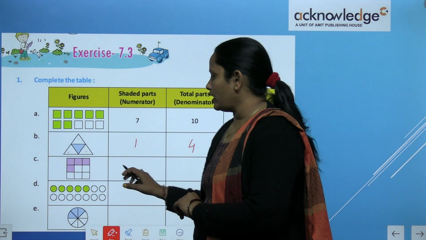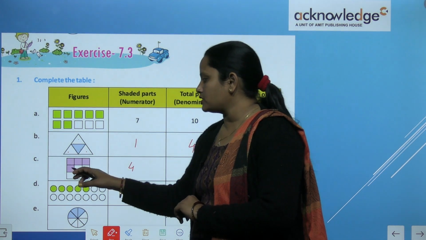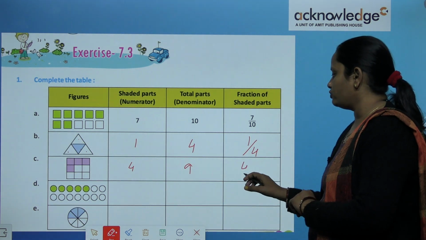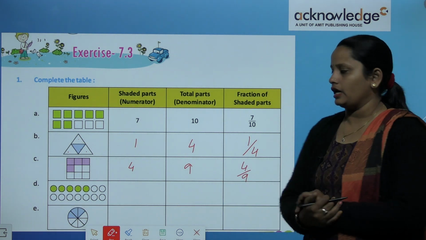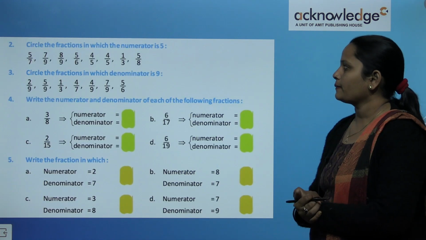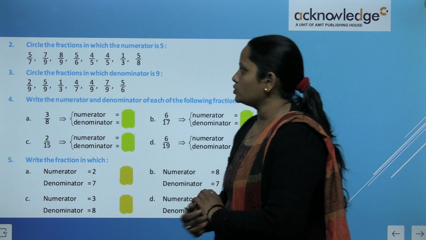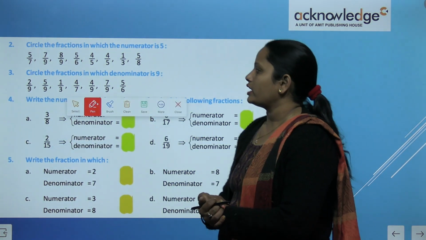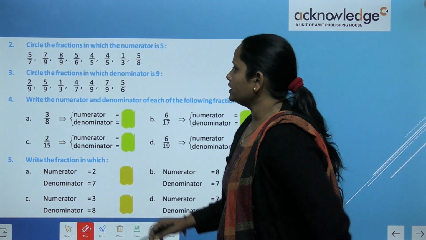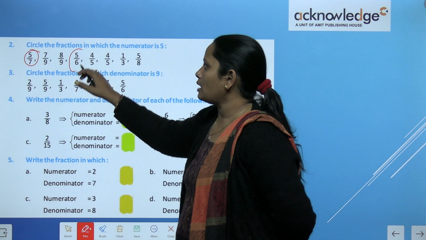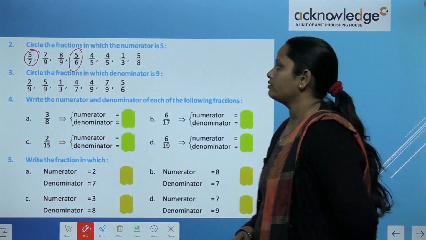Similarly, 4 are shaded and total parts are 9. So the fraction will be 4/9. So similarly, children, do the rest of the questions. Now, question number 2 is circle the fraction in which the numerator is 5. तो उस फ्रैक्शन को सर्कल करना है जिसमें न्यूमरेटर क्या है 5. यहाँ पे न्यूमरेटर 5 है, यहाँ पे 5 है, like this you have to find the rest.